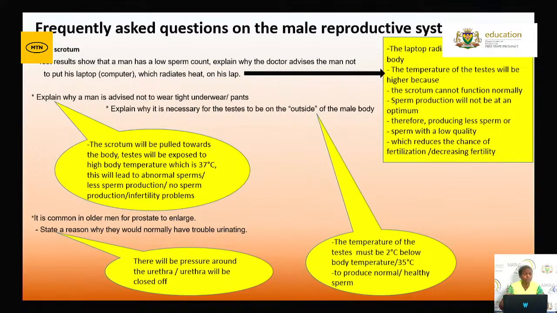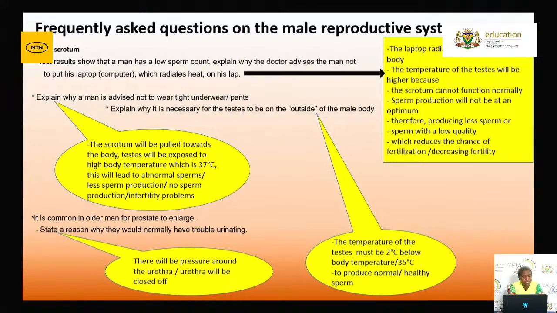The scrotum will be pulled towards the body, and the testes will now be exposed to high body temperature. You still remember that the normal body temperature is 37 degrees Celsius, and this will lead to abnormal sperms, less sperm production, or no sperm production, which might lead to what? To infertility.